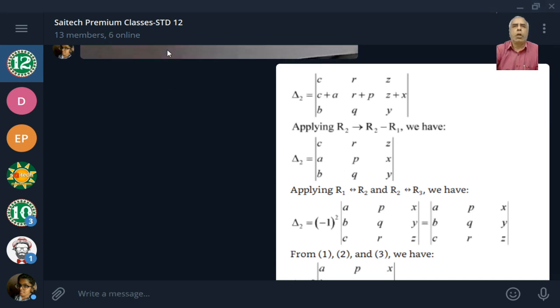And finally you have got determinant 2. Here also I have just interchanged. Now R2 becomes R2 minus R1, so that I am able to get determinant 2 as C, R, Z, A, P, X, B, Q, Y. Now I am interchanging R1 and R2, and taking minus 1 the whole square. Now I get A, P, X, B, Q, Y, C, R, Z for the second determinant. From this we can combine so that we get identical elements of these two determinants. So it can be multiplied, and hence the proof of LHS equals RHS.